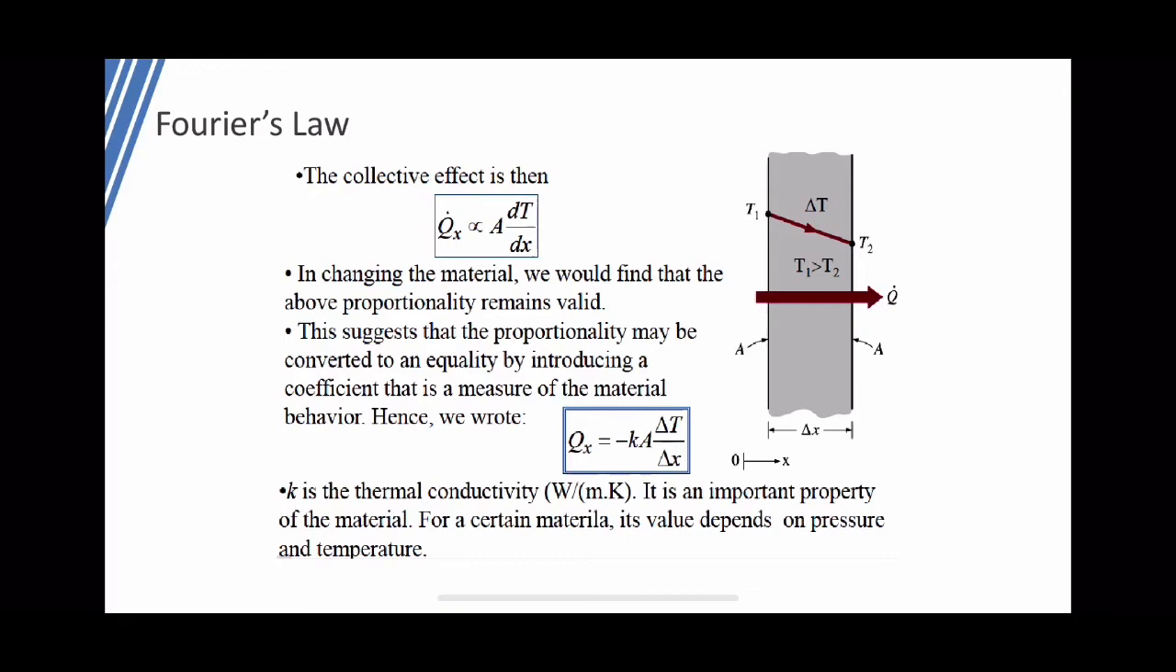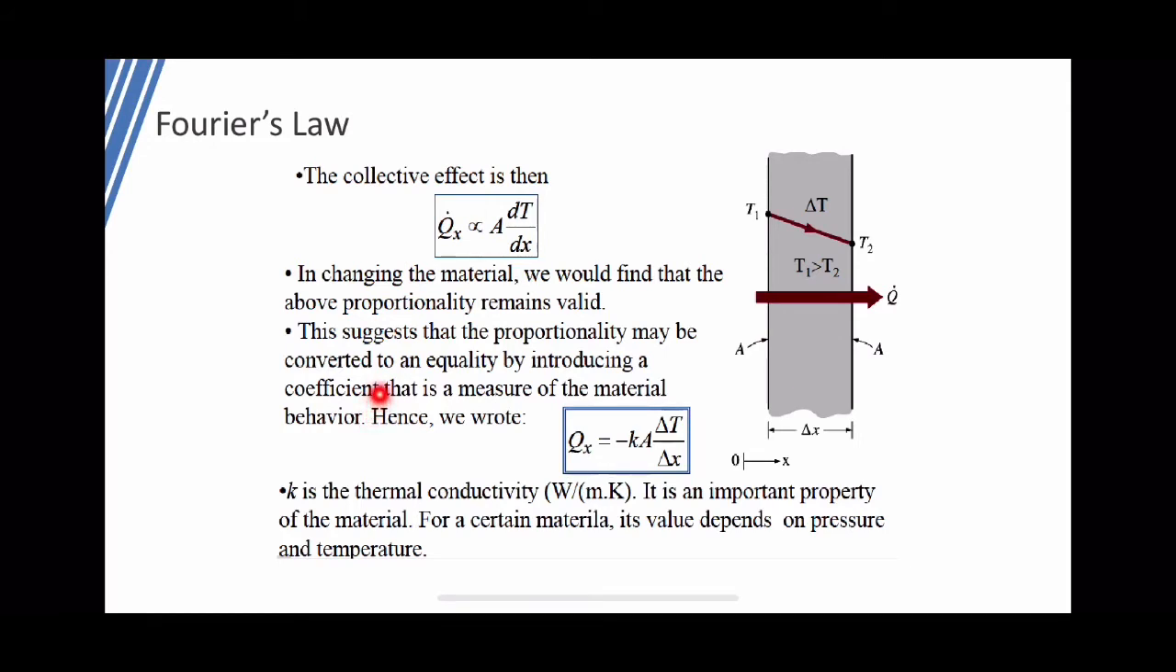Okay, so basically Qx is proportional to A as a function of delta T and dx, right? So the bigger the dx, the smaller the Qx. The bigger the dT, the bigger the Qx. Also the bigger the surface area, the bigger the Q as well. Okay, so if we change the material, we also find the proportionality remains valid. If this wall becomes concrete or metal or any kind of material, this equation stays the same, right?